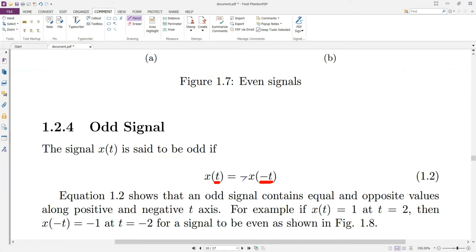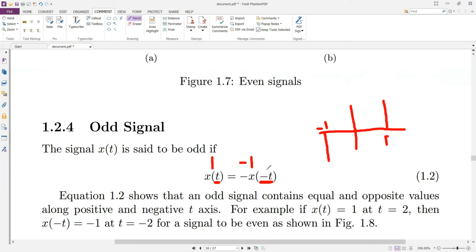Now, if we multiply a minus with the function, it means that a negative sign is multiplied, or you are multiplying a minus sign with the function. Let's suppose we have a value of a signal that is 1, so in this particular case the value of the signal will become minus 1. So what is the meaning of this? The meaning of this is that if a signal has a value of plus 1 at t is equal to 1, the signal will have a value of minus 1 at t is equal to minus 1.